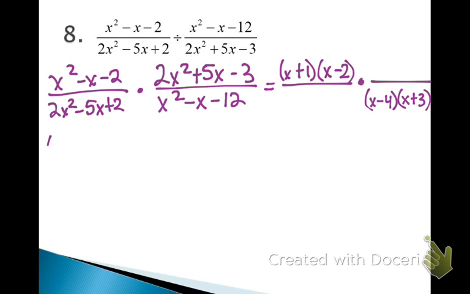I only have one option for my first bubble. What does it have to be? 1 and 2. Now, my second bubble, I only have one option for factors, really. What are my only options to multiply to a 2? 1 and 2.